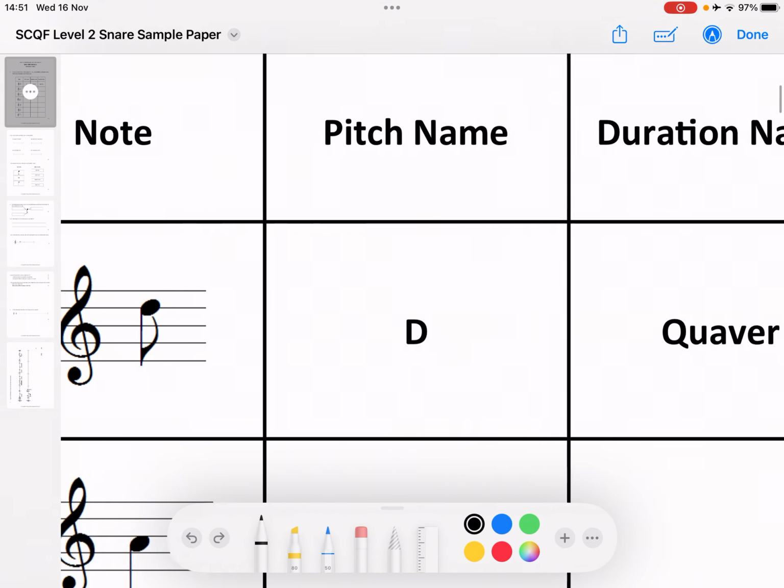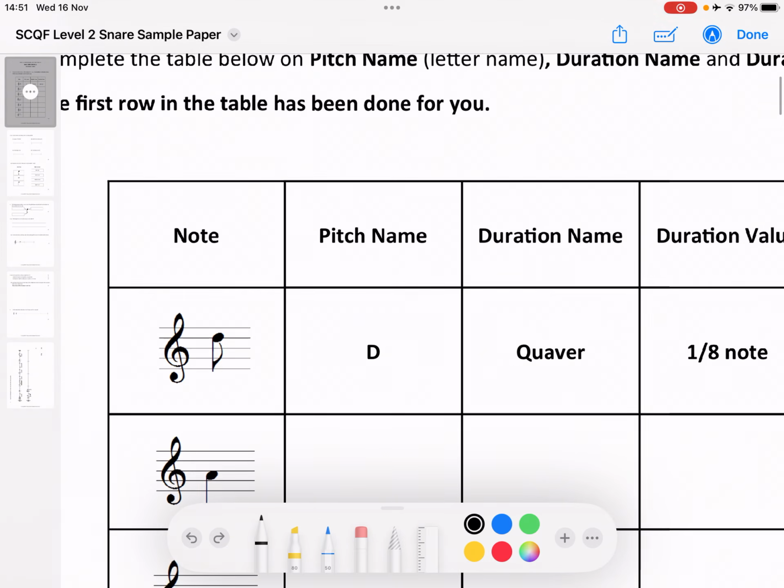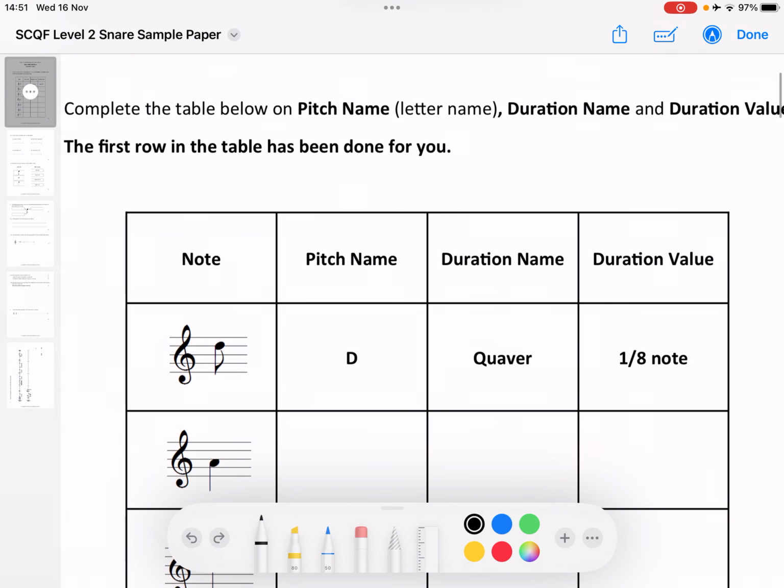And then it's saying duration name, which is basically the note's name. It's a quaver, so it's a note that's got a stem and one tail, so we know it's a quaver. If it had two tails, it'd be a semiquaver. Three tails, it'd be a demi-semiquaver. But it only has the one tail. And it's an eighth note.